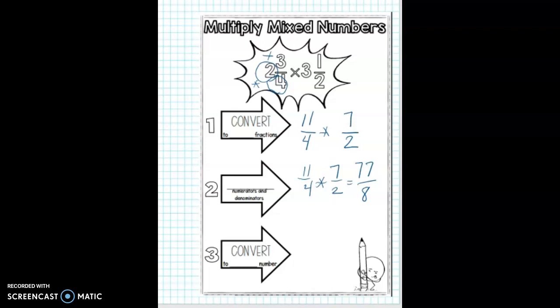But then I have to change this back into a mixed number. So I need to convert it to a mixed number. So I'm going to do 77 divided by 8. 8 goes into 77 9 times. 9 times 8 is 72. When I take 77 minus 72, I get 5 out of 8 needed to make a whole left over. So 9 5/8.